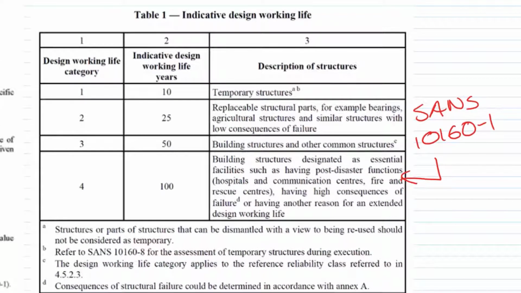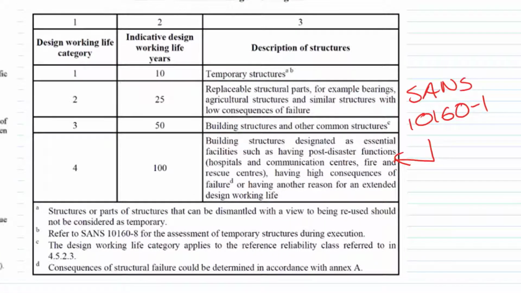The basis for design, table 1. So if you've got a temporary structure, you'll design for the worst wind in 10 years. And this is a very short event. This is a couple of second gust.